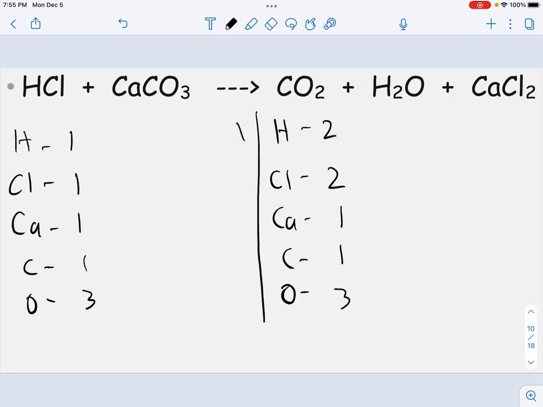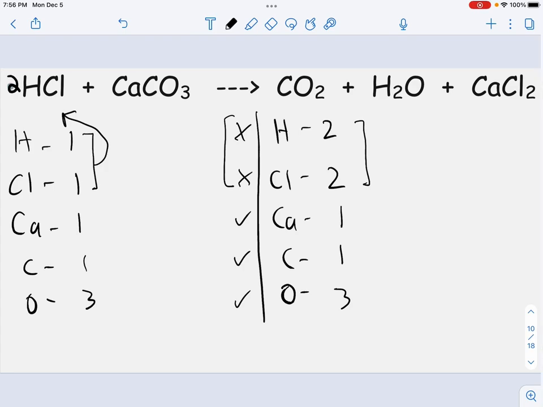Hydrogens do not balance. Chlorines do not balance. Calcium balances, carbon balances, and oxygen balances. So the only thing we need is HCl to balance out. On the right-hand side, we have 2 of each hydrogen and chlorine, but on the left-hand side, we don't. Well, let's take a look at this. We need to get 2 of each. So what can we do?